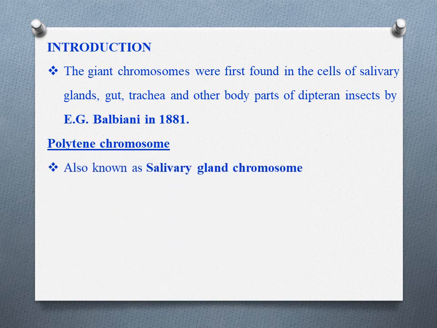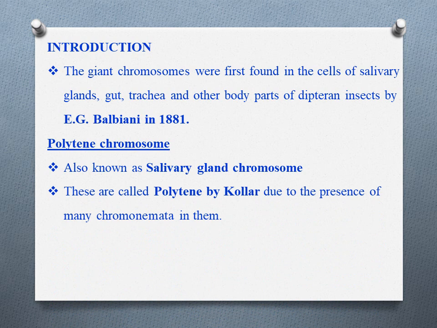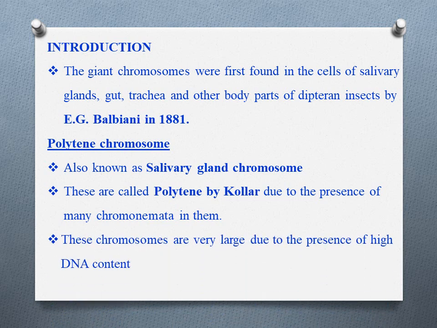The polytene chromosome is also known as salivary gland chromosome because it is isolated in the salivary glands of these dipteran insects. They are also called polytene by Koller because of the presence of many chromonemata in this chromosome. These chromosomes are very large due to the presence of high DNA content, and it consists of a bundle of chromosomal fibrils.